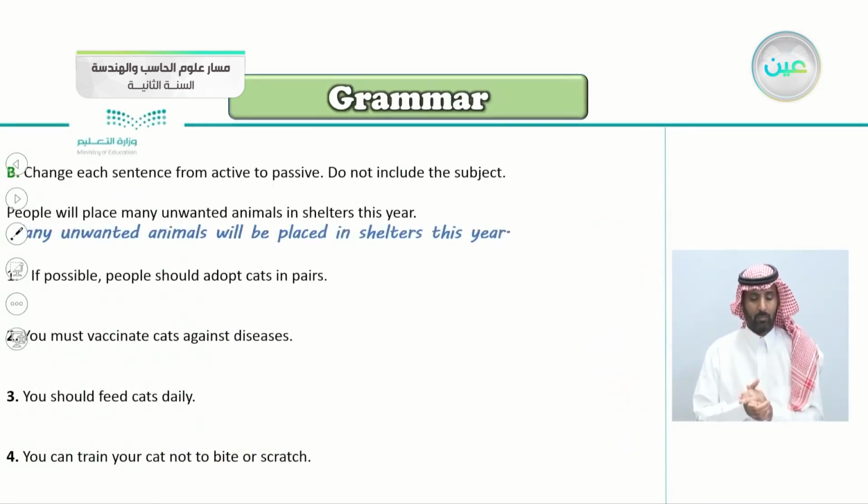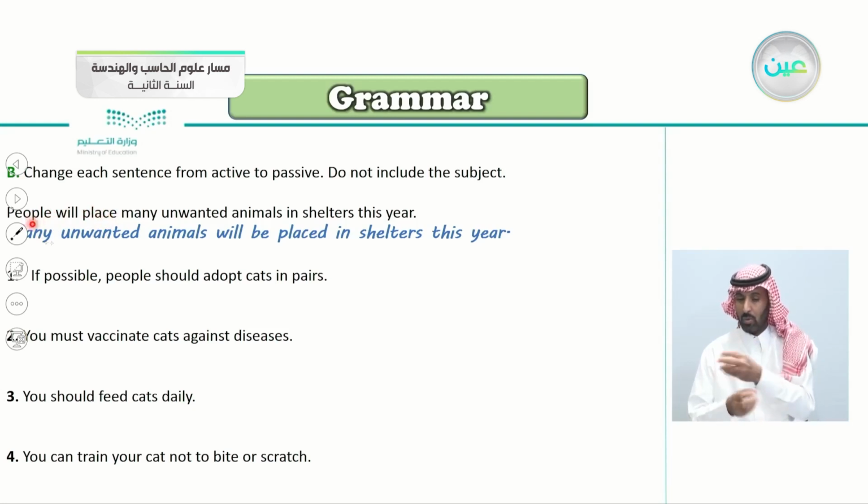So moving on to exercise B here. Change each sentence from active to passive. Don't include the subject. Don't write by something. People will place many unwanted animals in shelters this year. So begin with the object. People will place, this is the verb here, so this is the subject. People will place many unwanted animals. So many unwanted animals will be placed in shelters this year.